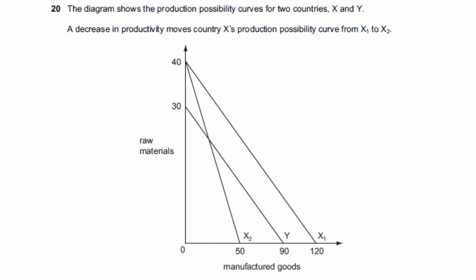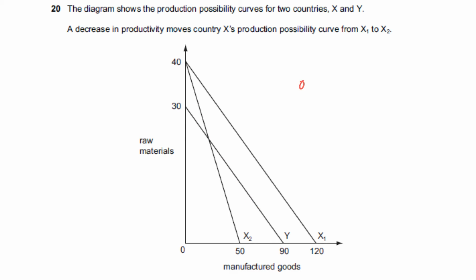In this question, they've given us changes that are happening to PPC. So there's some changes that are happening to what we call comparative advantage. So let's do the question. This says the diagram shows the production possibility curves for two countries, X and Y. A decrease in productivity moves country X's PPC from X1, which is this one, to X2. So if you look at this, previously X1 was parallel to Y, which means the opportunity costs are the same.